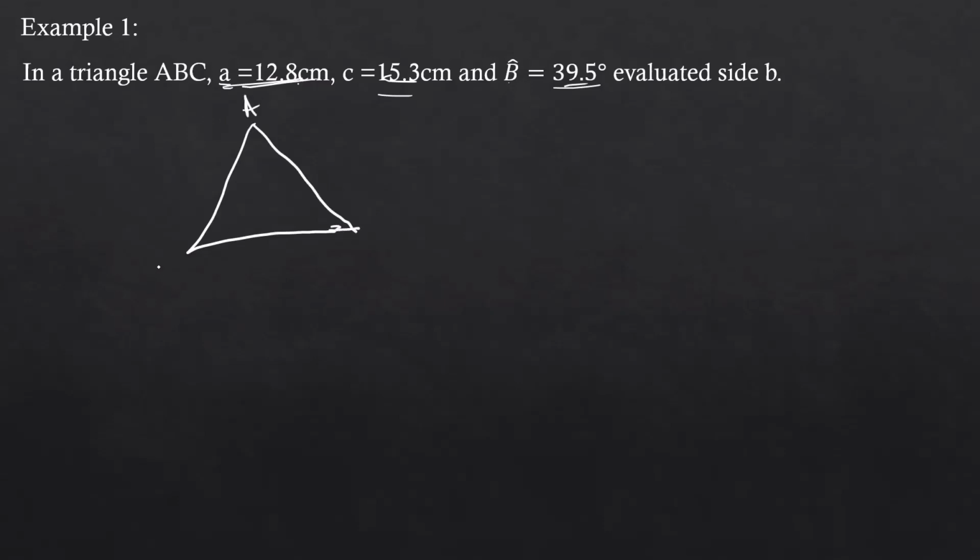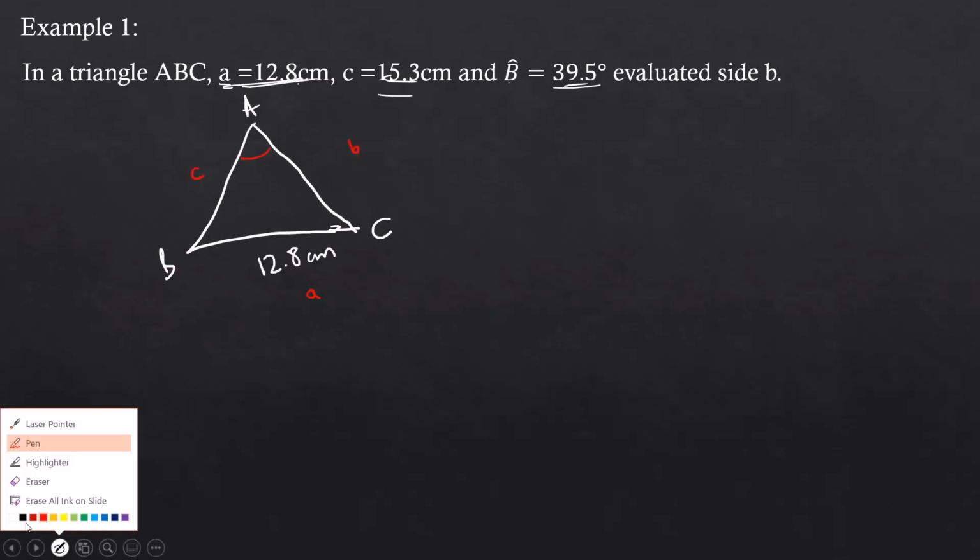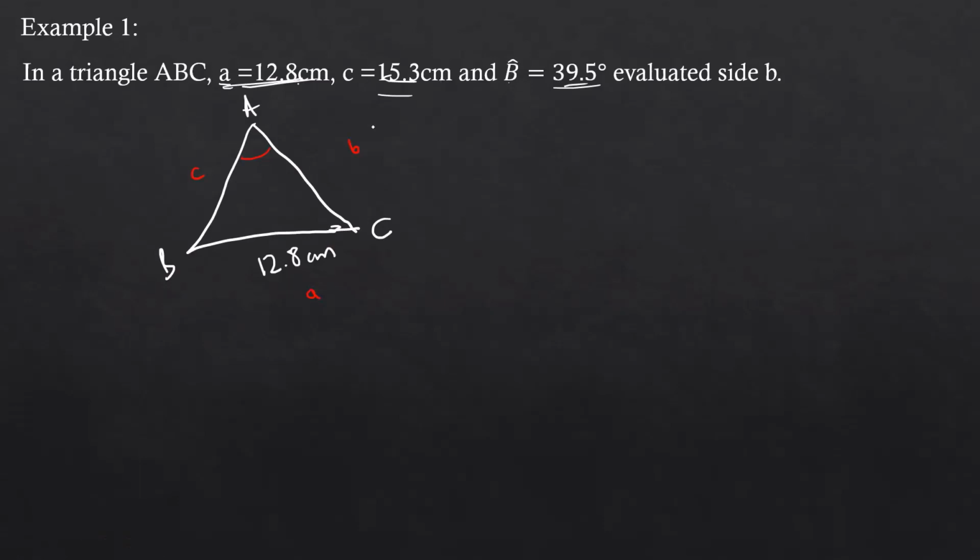Good, so let's label A, B, C, that's what the triangle is. And side A is 12.8 centimeters. Now again, do not forget this, the angle, opposite side, common B. Okay? And the side C is 15.3 centimeters, and the angle at B would be 39.5 degrees. And you notice right away that you have a V, right?